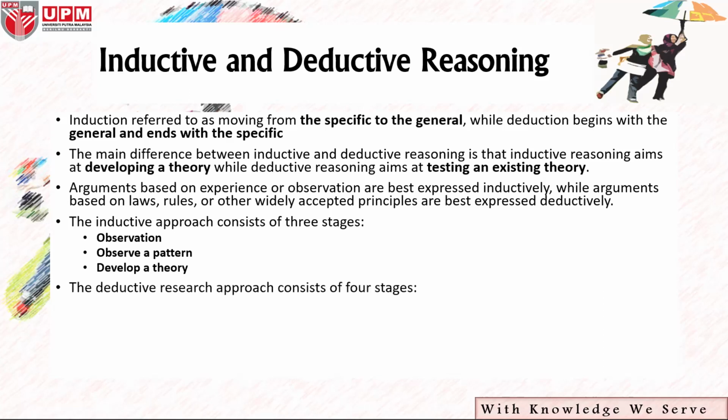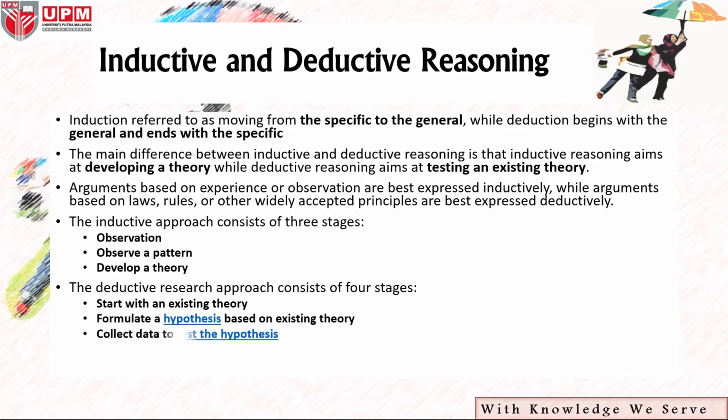Okay, next one, the deductive research approach consists of four stages. You start with an existing theory. You review your literature. You come up with an early assumption about a certain phenomenon supported by the theory. And then you formulate a hypothesis based on existing theory. Collect data to test the hypothesis. And then lastly, you analyze the result. Does the data reject or support the hypothesis that you developed earlier? Okay.